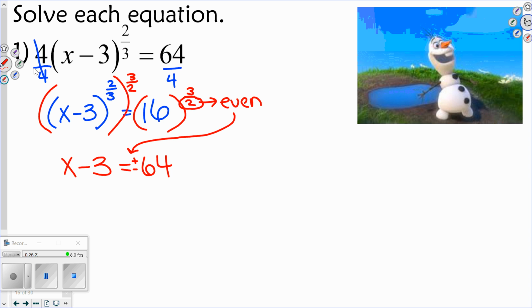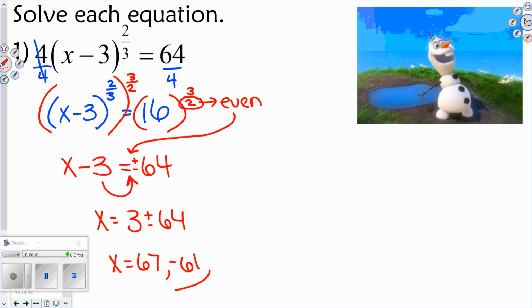Well, we're not done yet. Do you remember doing this before? We did this all the time before. So x equals 3 plus or minus 64. What's 3 plus 64? And 3 minus 64. We've done that process before when we were doing completing the square and solving some of those square root method ones. If it's odd, you don't have to worry about it.